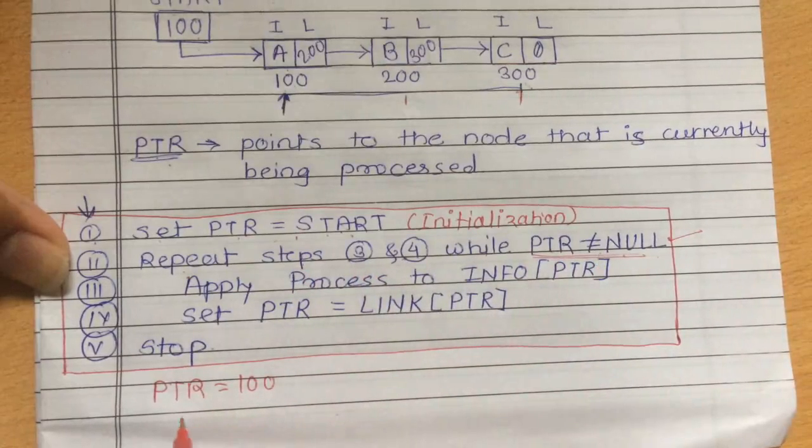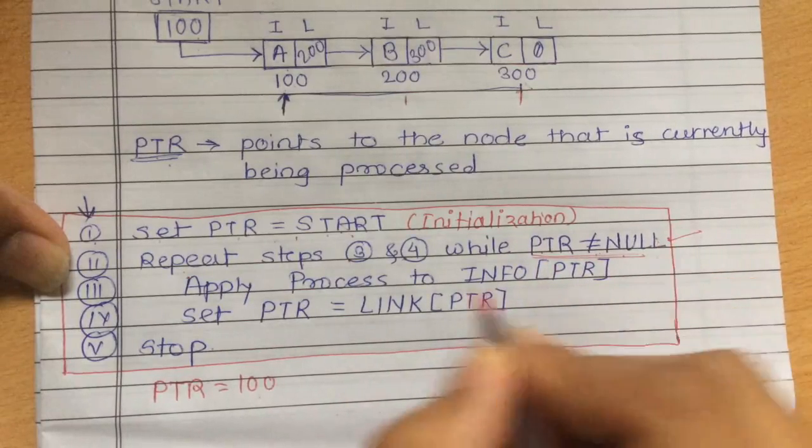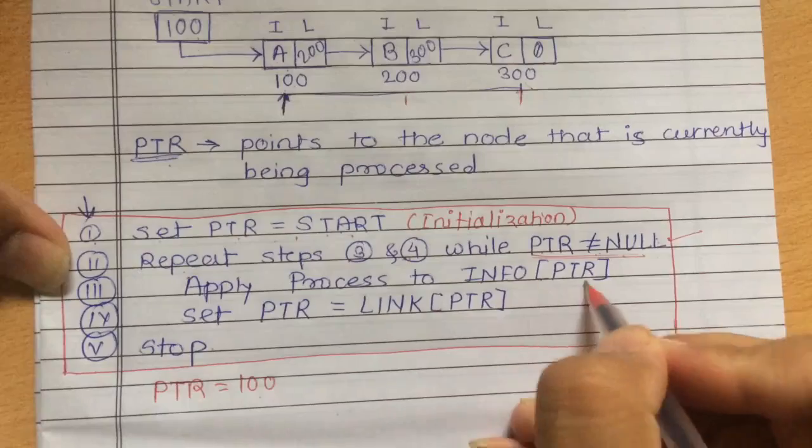null. As of now, the value of ptr is equals to 100. So it is not equals to null. Ptr is not equals to null, so the condition is true. When the condition is true, we have to repeat steps 3 and 4. So what is step 3? Apply process to info of ptr.